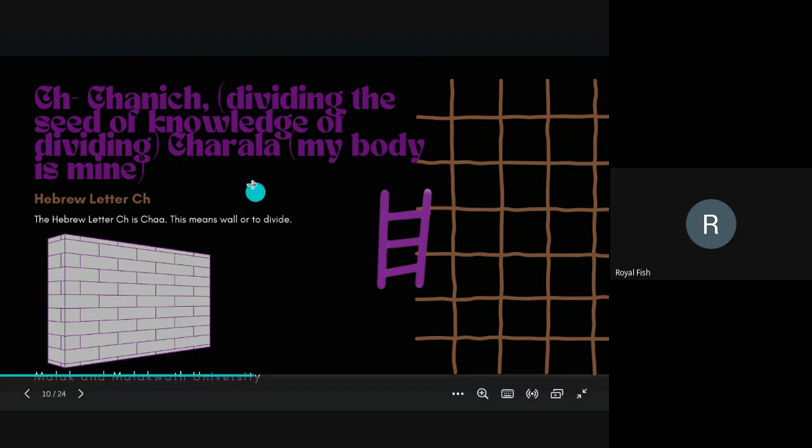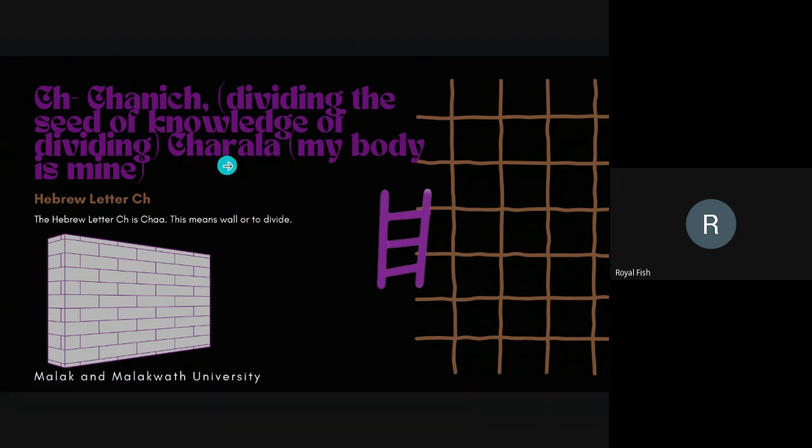So Karala. So Karala, my body is mine. I literally love this word. If I had a daughter, I would name her that. I don't want no kids, I don't have any. But Karala, this word is so beautiful to me. It means my body is mine once again. So Ka is to divide.